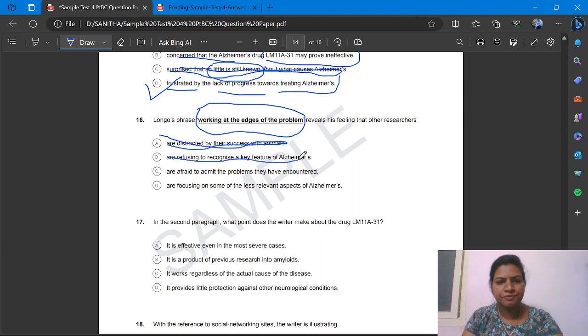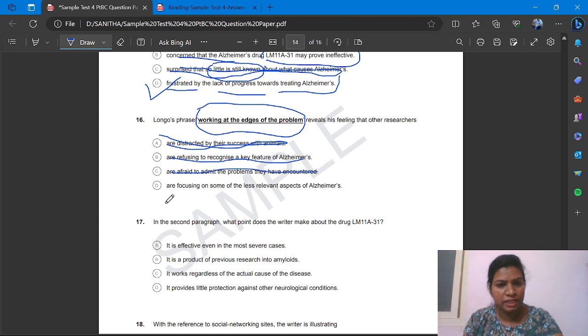No. Are afraid to admit the problems they are encountering. They are afraid to admit the problems. You ask yourself, what is this phrase? What does it reveal about his feeling? What is the meaning? Okay, are afraid to admit the problems they are encountering.